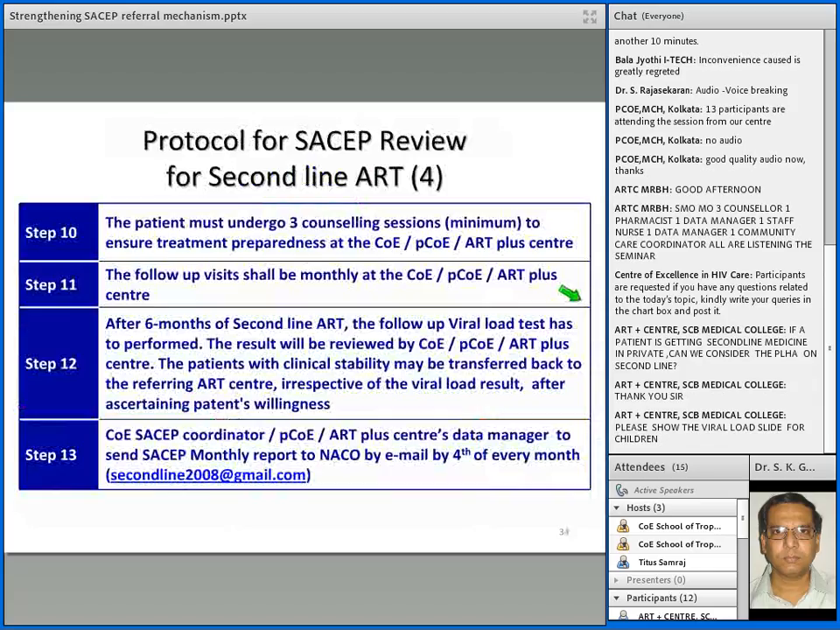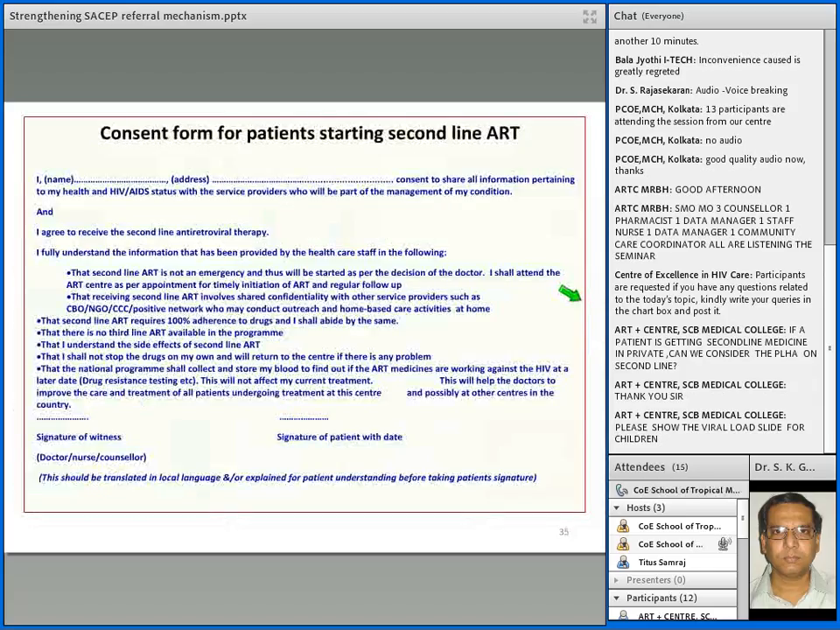Consent form for all patients starting second line therapy. This is important. The patient name, address has to be there, and if the patient cannot read in English, then this form has to be translated in the language and should be explained to the patient so that before signing they understand what they are actually committed to.